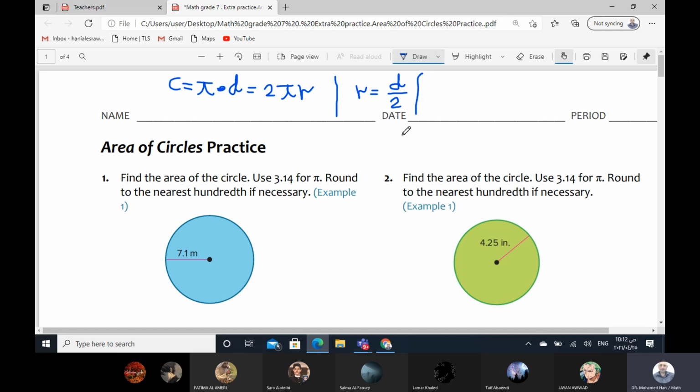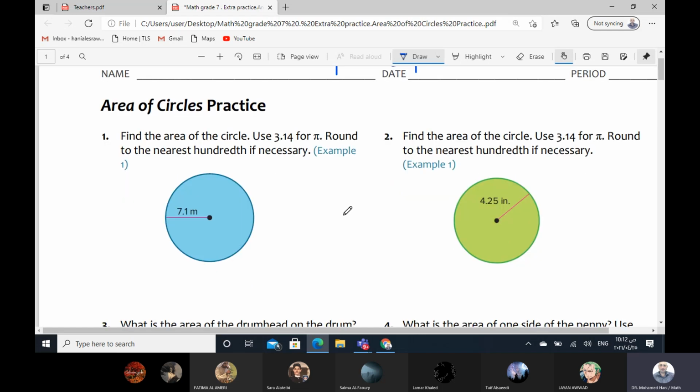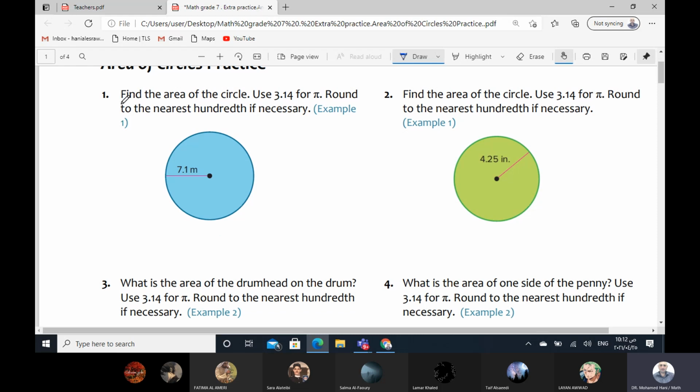But if I want to solve the area of the circle, we have just one formula, pi r squared. For example number 1, find the area of the circle. Use 3.14 for pi. Round to the nearest hundredth if necessary.